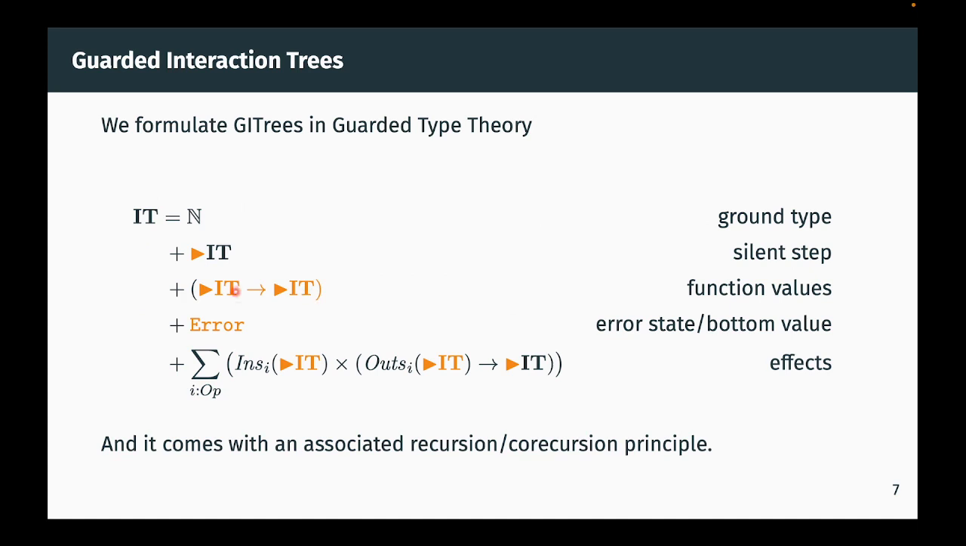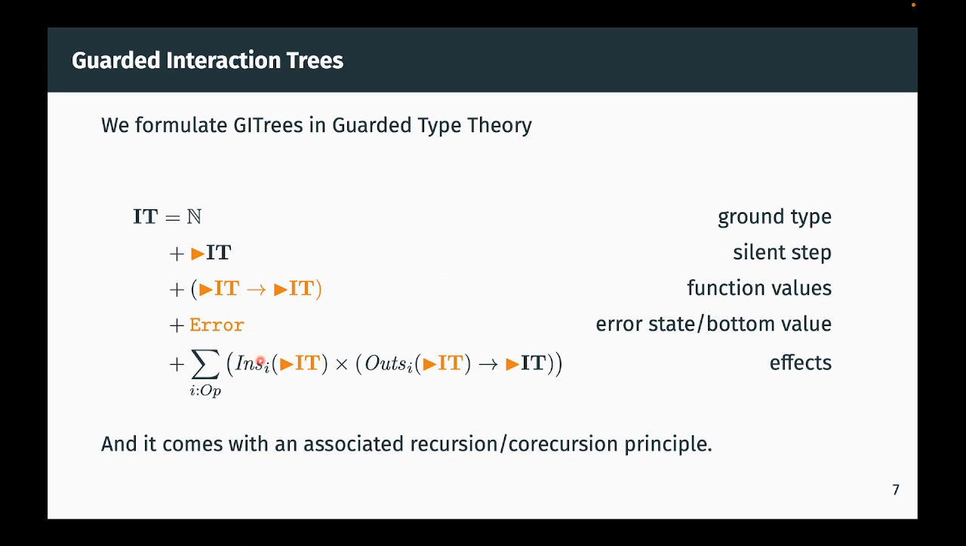And here you can see this component is guarded. So we are looking at not just functions from guarded interaction trees to guarded interaction trees, but from later interaction trees to later interaction trees, right? And we need this to make sure that this equation is actually guarded. Also, we add another component that corresponds to representing explicit error states, which will be quite useful.